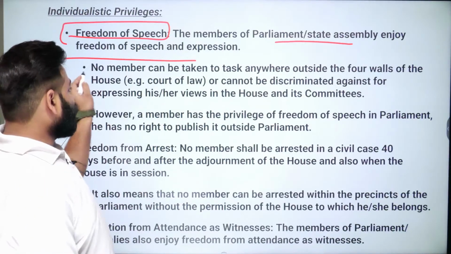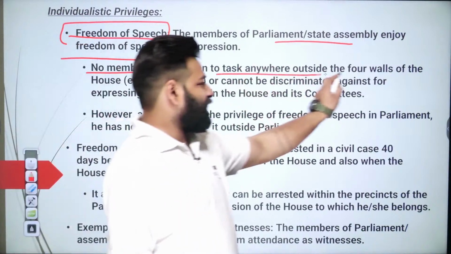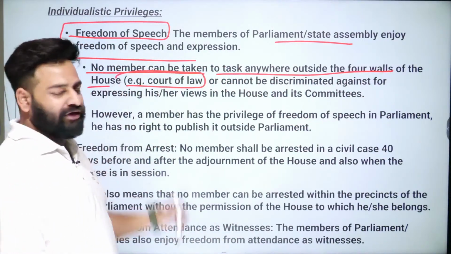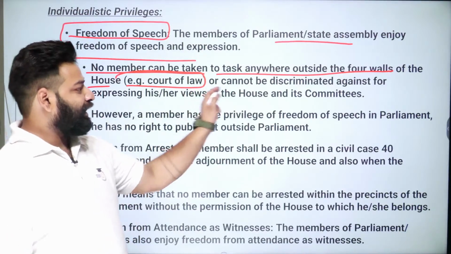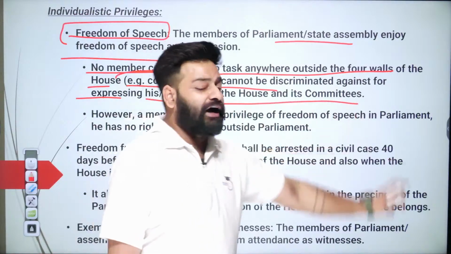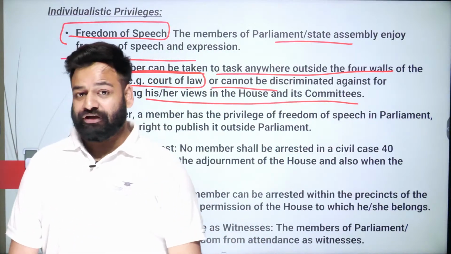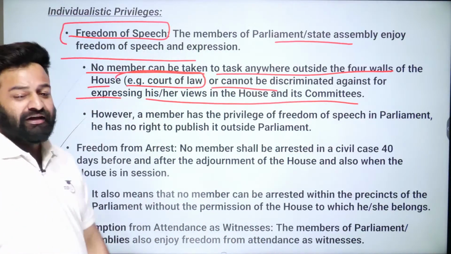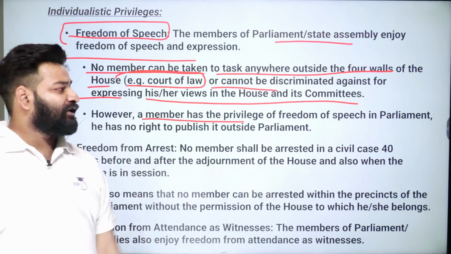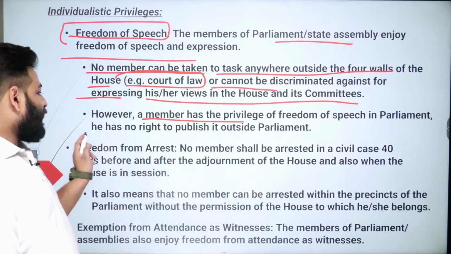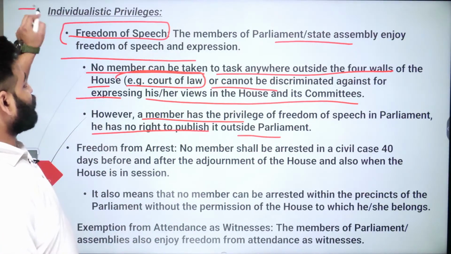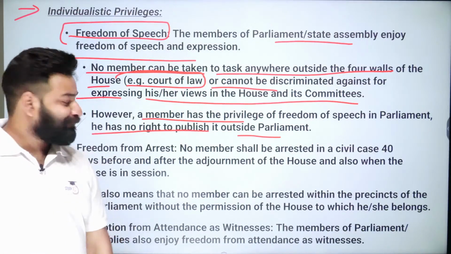Freedom of speech: the members of parliament or state assembly enjoy freedom of speech and expression. That is, no member can be taken to task anywhere outside the four walls of the house, in any court, or be discriminated against for expressing his or her views in the house and its committees. So whatever you speak inside parliament, you are absolutely immune. However, a member who has the privilege of freedom of speech in parliament has no right to publish it outside parliament.